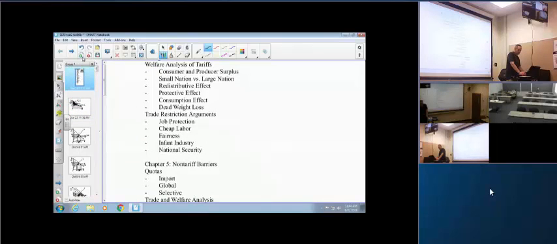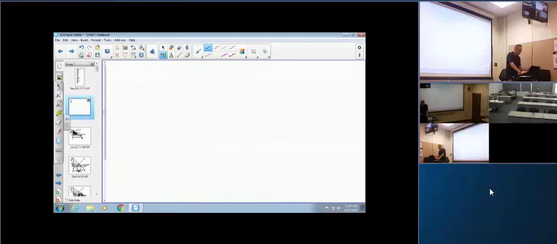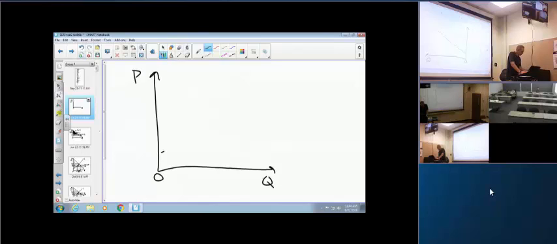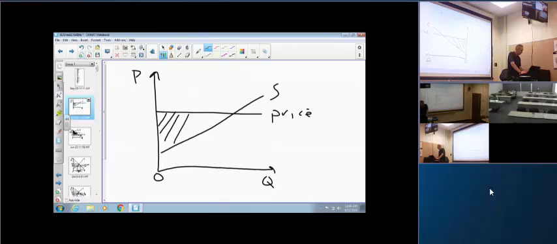You can do the same thing for producer surplus. Let me just quickly draw it for you, and you'll see this immediately how this works. The producer surplus has to do with the supply curve. There's an upward sloping supply curve, and there's your price line. And guess what this area here is? That's your producer surplus. There's your producer surplus.